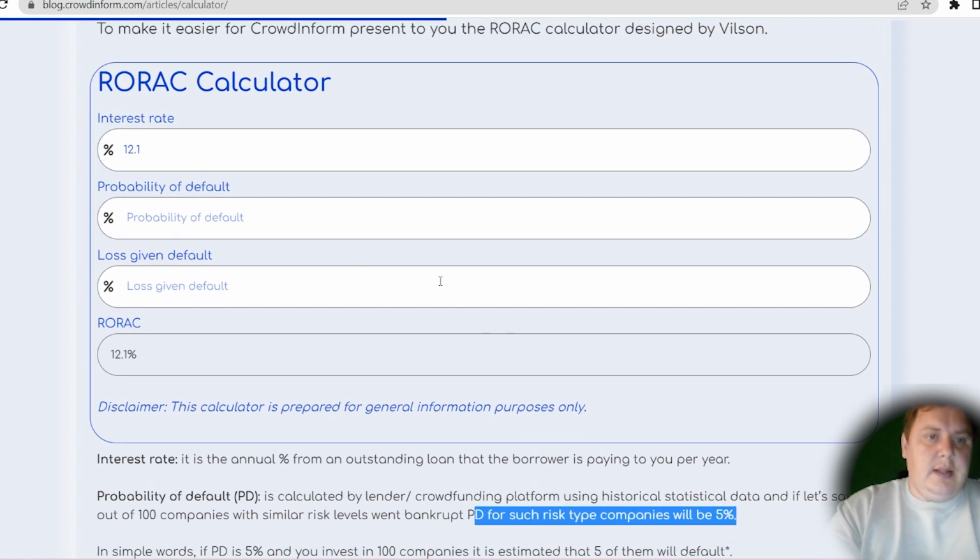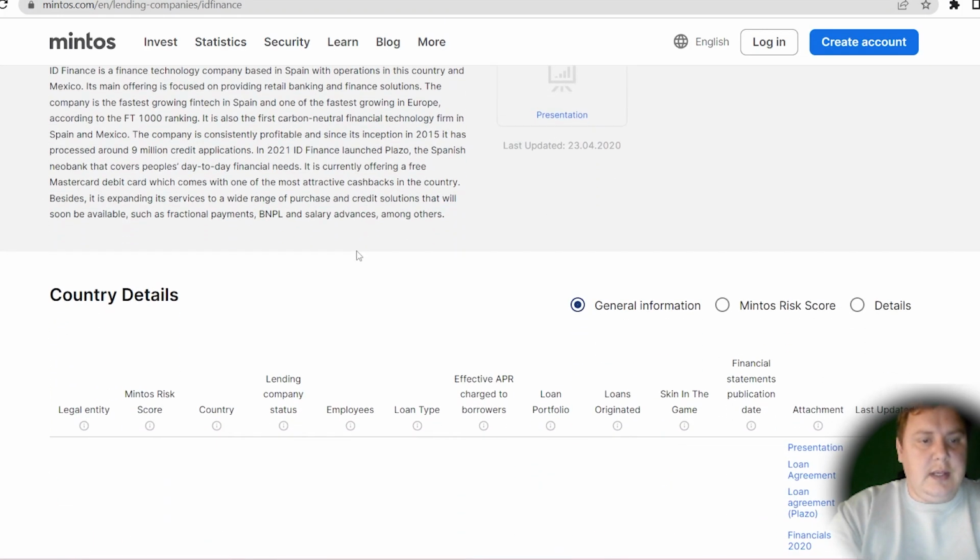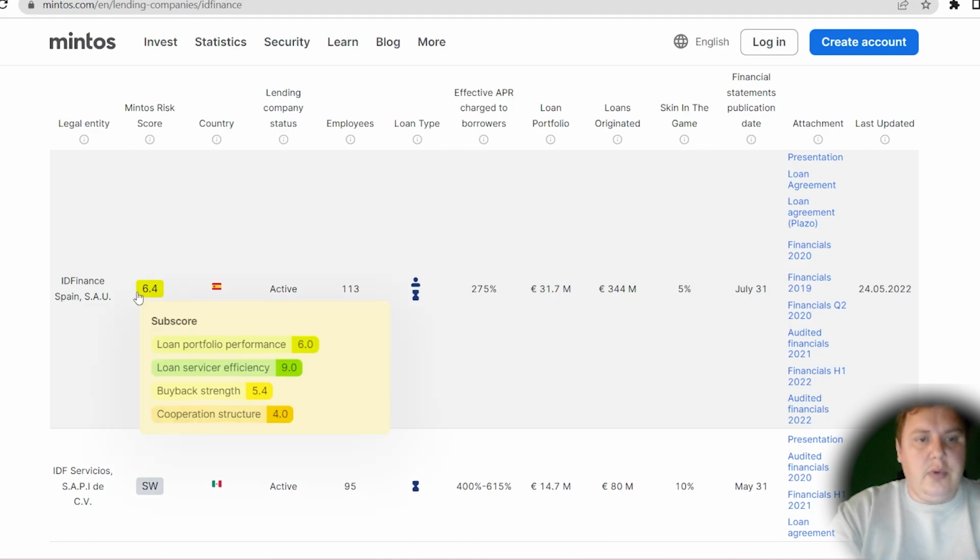Given that ID Finance is providing a buyback guarantee, we need to understand the PD for ID Finance itself. So usually it's defined by the company's rating. And we can see that Mintos has assigned it a rating of 6.4 for ID Finance. But unfortunately, Mintos is providing a lot of different parameters, but it's not providing the essence: how likely this company will go default.